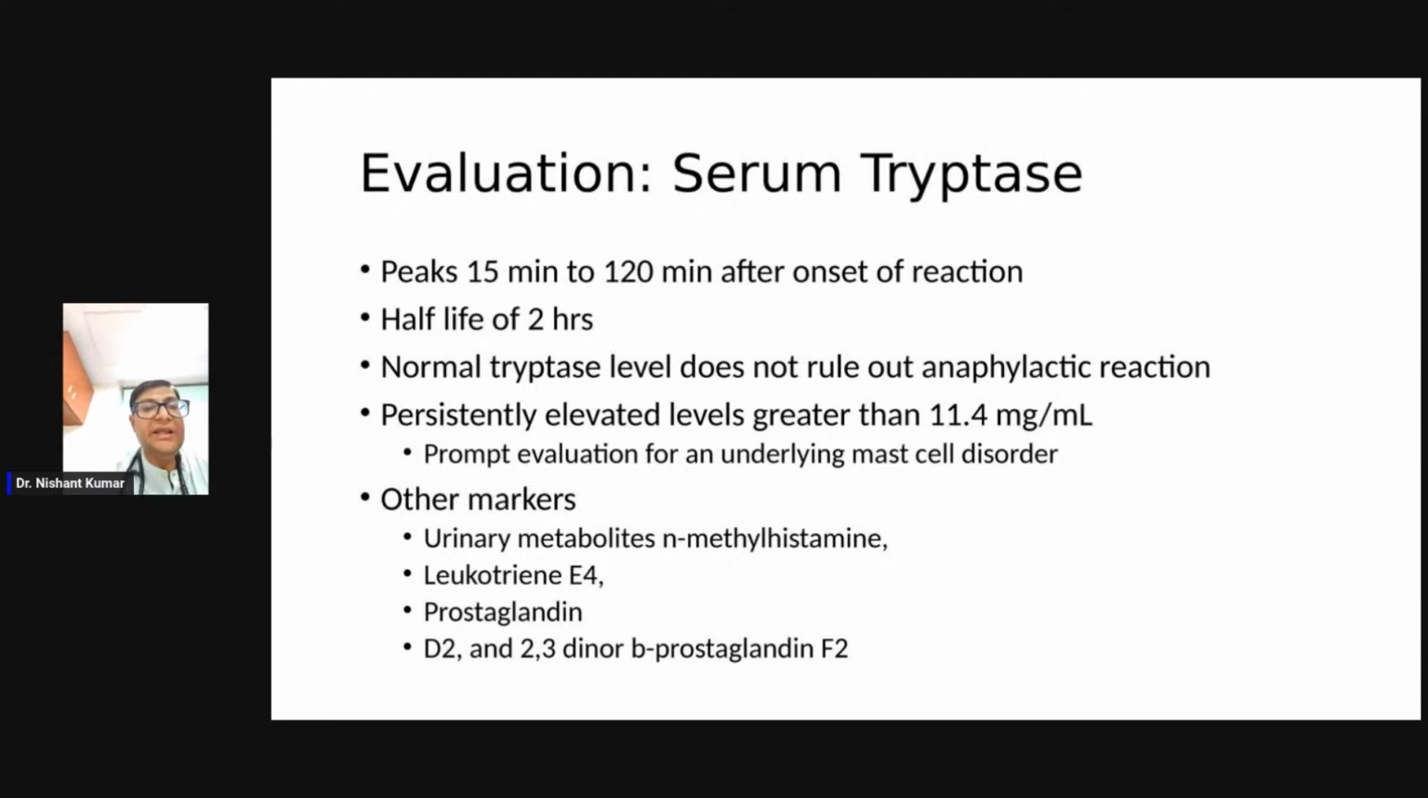But persistently elevated levels greater than 11.4 milligram per ml, that means that you have to evaluate the patient for an underlying mast cell disorder. Other markers are urinary metabolites, methylhistamine, leukotriene E4, prostaglandin D2, 2,3-dinor-11-beta prostaglandin F2 alpha. So that means that if the serum tryptase level is elevated, it is an anaphylactic reaction for sure. But even if the serum tryptase levels are normal, it does not rule out anaphylaxis. It can be non-IgE mediated. Next, please.